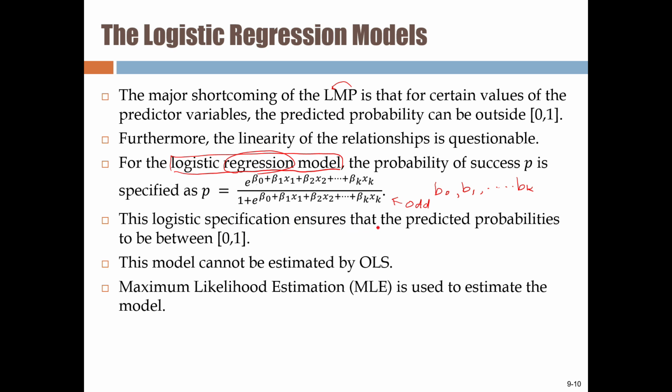The logistic specification guarantees the predicted probability will be between 0 and 1. Later you will see why I can guarantee that whatever input you bring in, everything will be between 0 and 1. In this case, the model is not linear, so ordinary least squares is not a good method. We cannot estimate it that way, so we will use maximum likelihood estimation to find all the numbers.